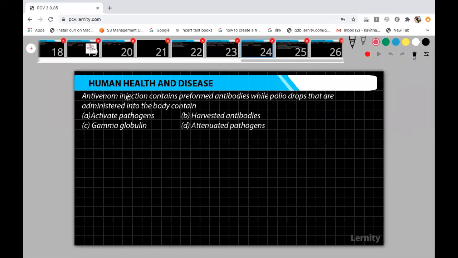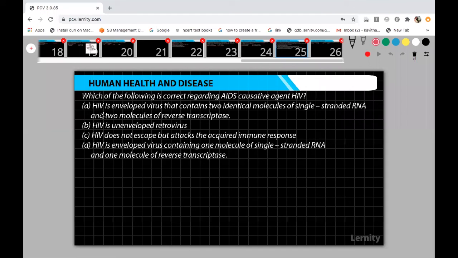Okay, antivenom injection contains preformed antibody, while polio drops that are administered. Polio drop is a vaccine. Vaccine contains dead or attenuated pathogen. So option D. Okay. Which of the following is correct regarding AIDS?